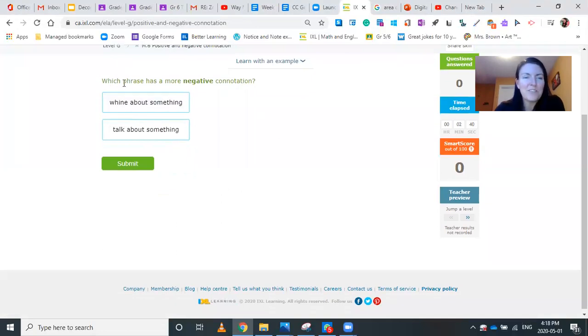Right. Which phrase has a more negative connotation? So look at the two. To whine about something or to talk about something. Definitely talking is a good thing to do. You can talk through something, but whining really pushes my buttons when my kids whine about things. It doesn't help me to easily give into it. It turns me off completely. Right, so whining is definitely negative.